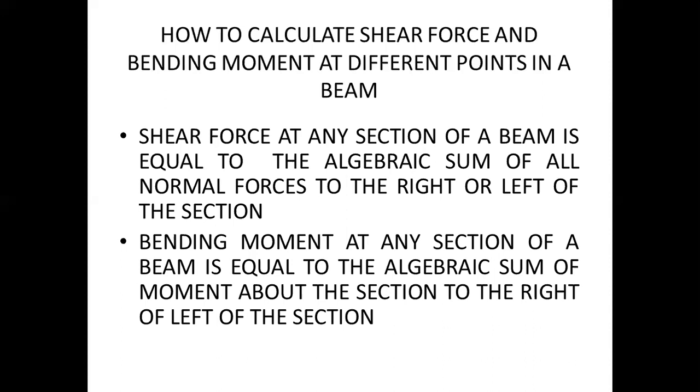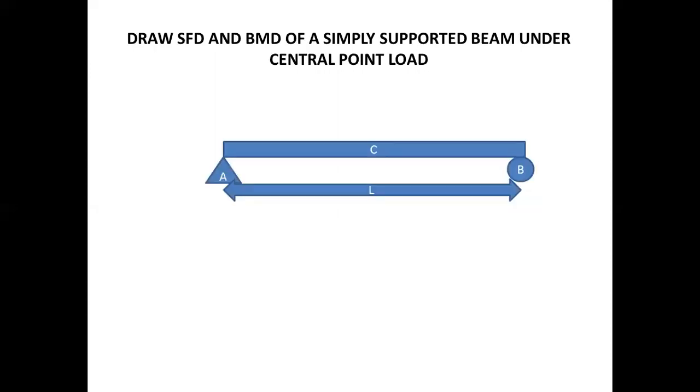Okay, next is a problem. Draw the shear force diagram and bending moment diagram of a simply supported beam under central point load. So this is a beam of length L. At the point A, the beam is hinge supported, and at the point B, the beam is roller supported. This is a point load W acting at a distance of L/2 from the point A.